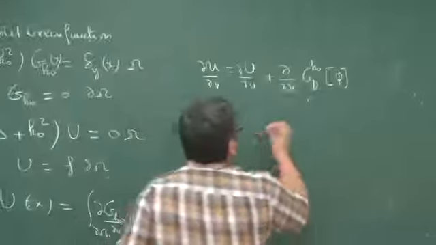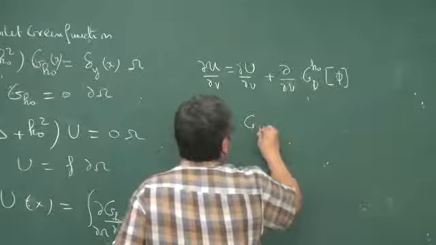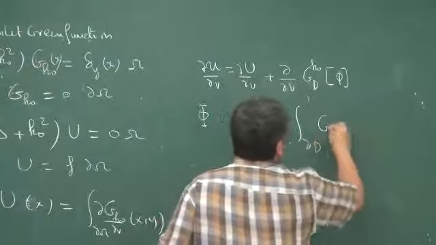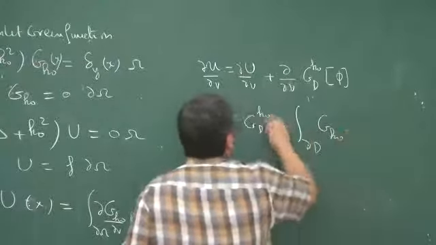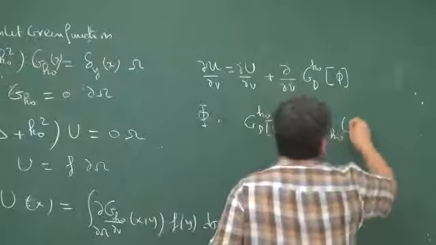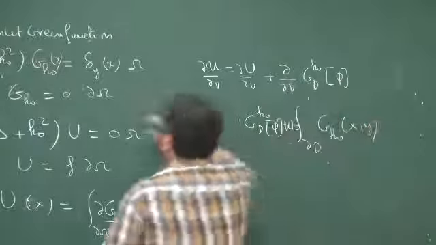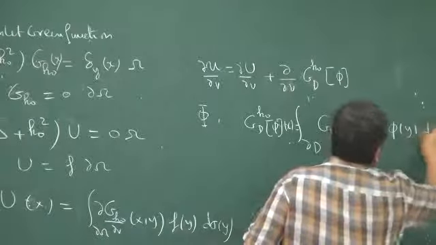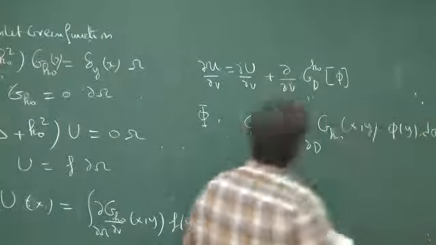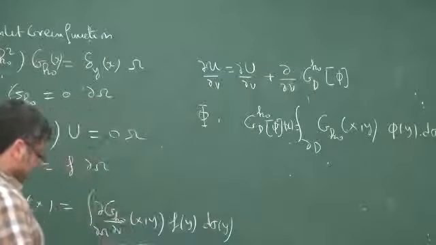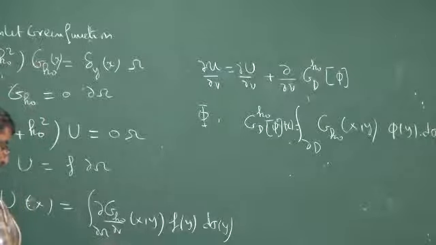So phi is the same, and G_k0 is the convolution with the Dirichlet Green function. So phi of x is the convolution with the Green function, G_k0(x, y) phi(y) d sigma(y). It's exactly like the conductivity problem. Okay, so this is the perturbation.